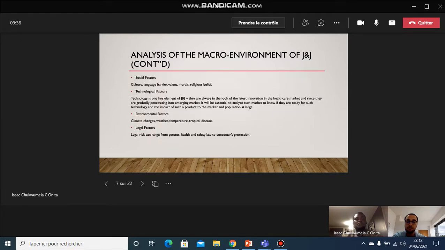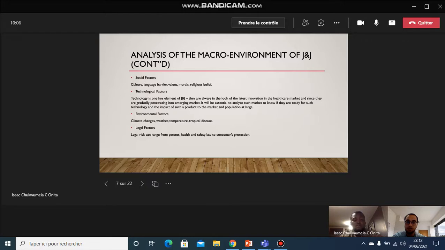Another thing is the social factor, where we talk about culture, language barrier, values, morals, and religious belief. Another one is the technological factor, which we can see is a key thing of what J&J are into. They are out looking for the next big thing in the industry, the next groundbreaking innovation, and as such, the impact of such a product on the market and the population at large.